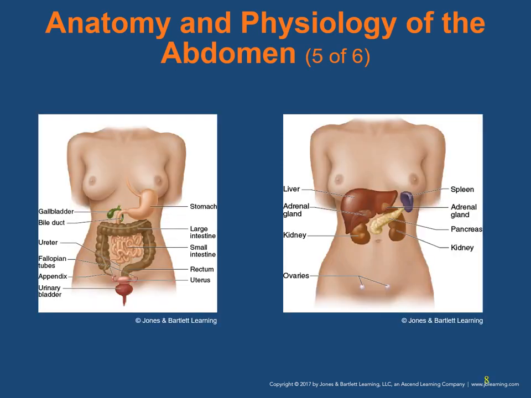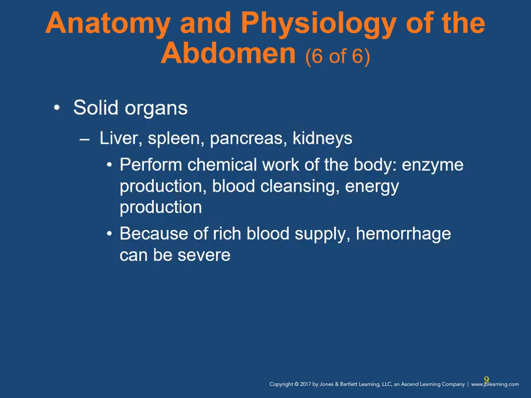These figures show the hollow organs and the solid organs of the abdomen. The solid organs of the abdomen include the liver, spleen, pancreas, and kidneys. These organs perform the chemical work of the body: enzyme production, blood cleaning, energy production. Because of their rich blood supply, hemorrhage of solid organs can be severe.